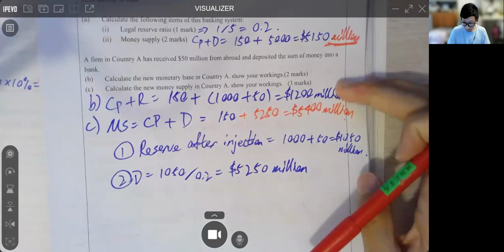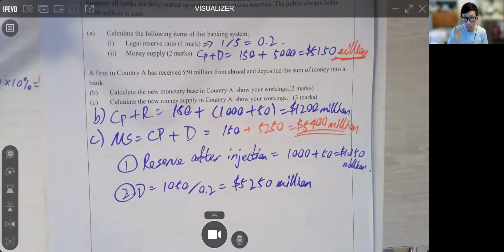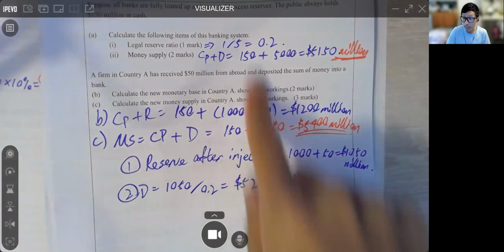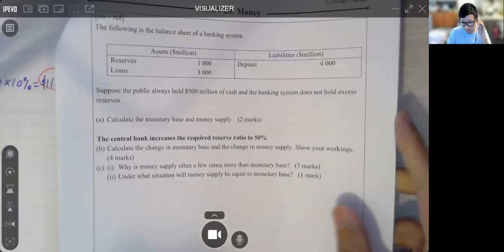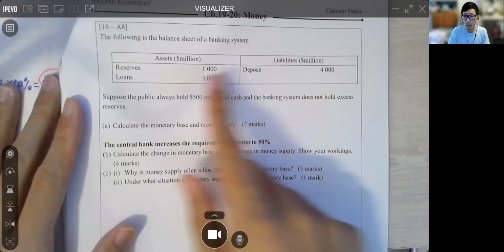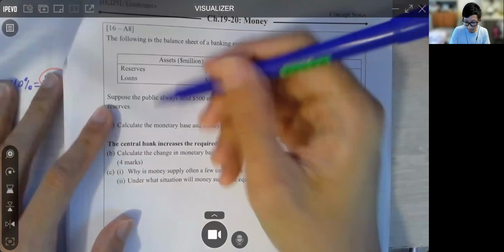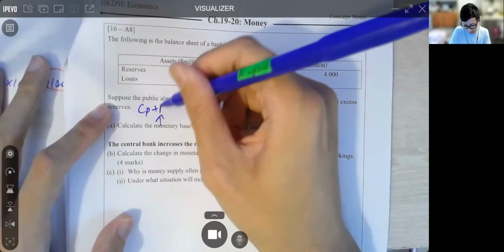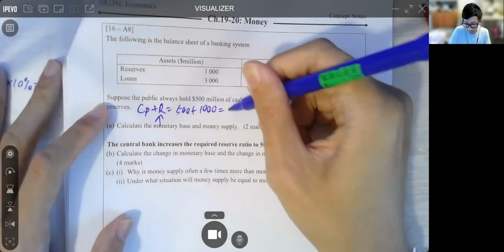Okay, got it? That's how it's calculated, nothing special, always follow the same steps. Did you notice? MCs are much harder than long questions. Short questions are much easier because they can't do any tricks. You always follow the steps to calculate, right? Let's calculate a few more. Now, always hold this amount of cash. Banks do not hold any excess reserve. We need to calculate monetary base and money supply. Monetary base here, CP plus R, which would just be 500 plus this one, 1.5K million.